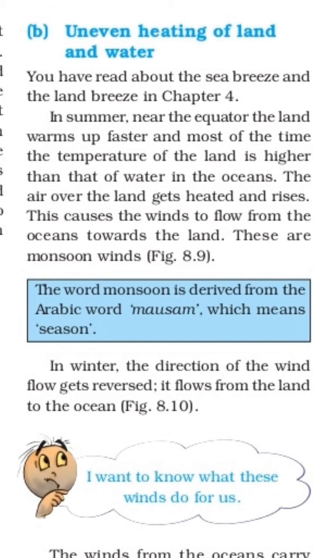At night, it is exactly the reverse process. Water cools down more slowly than land, and land cools down faster than water. So the cool air from the land moves towards the sea, and this is called land breeze.